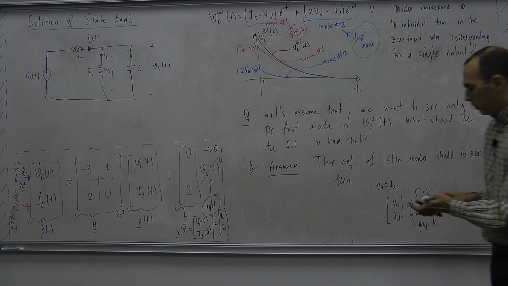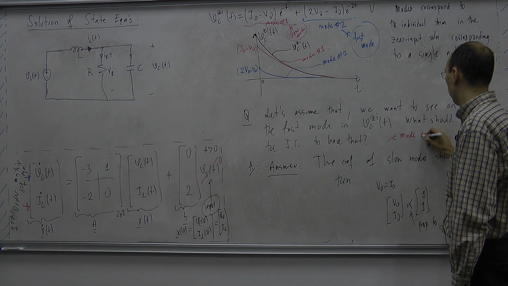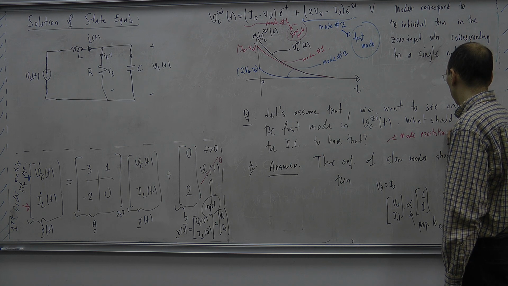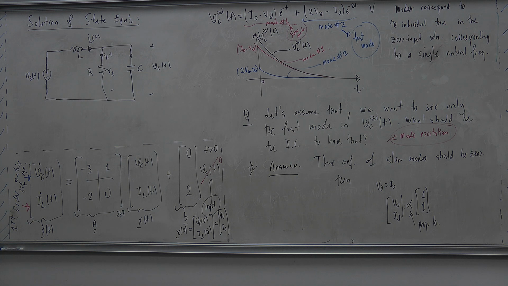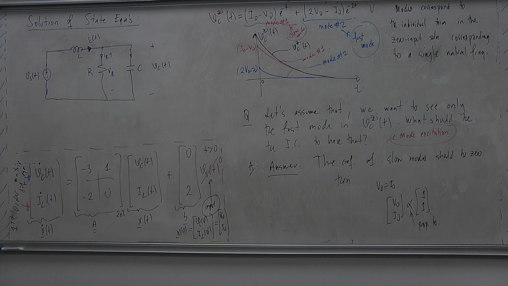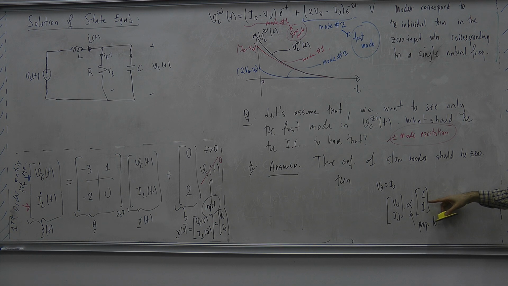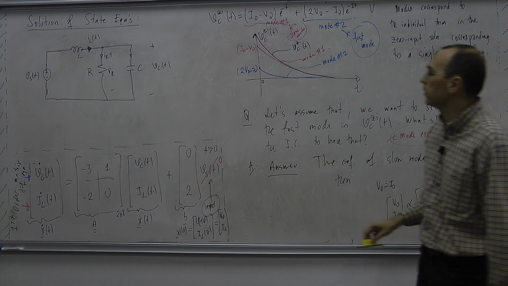So this topic is called mode excitation. In other words, we see that this type of initial condition, 1, 1, 2, 2, whatever it is, okay? This excites this mode, and the other one excites the other mode, okay? So this is not very, well, maybe you remember that 1, 1 was also the eigenvector, and 1, 2 was also the other eigenvector. So we are ending up with the eigenvectors.